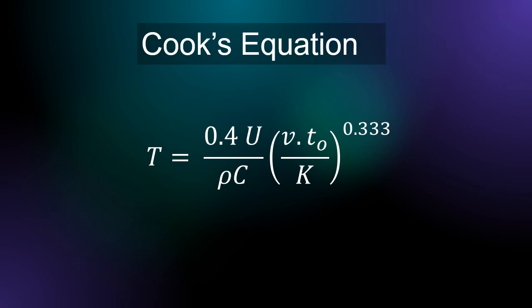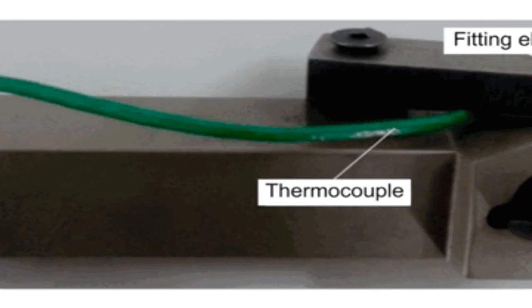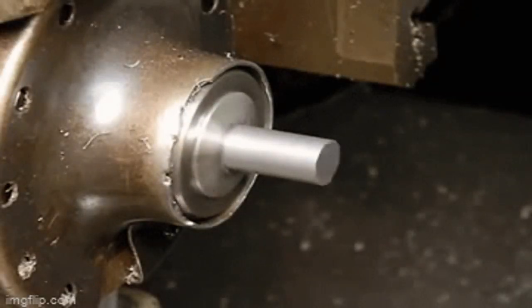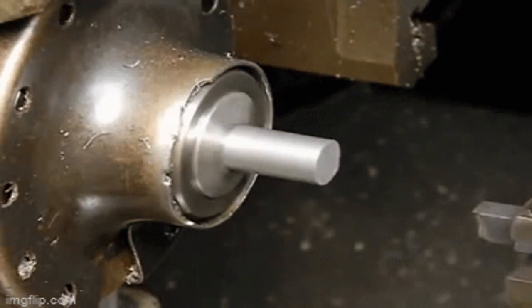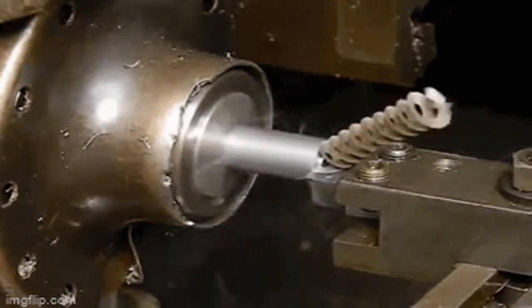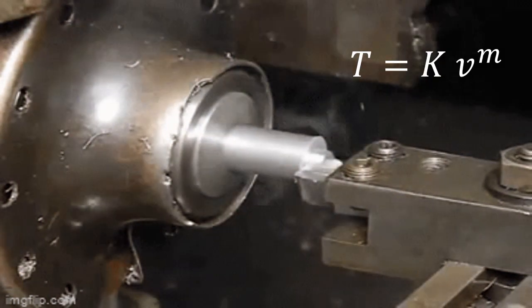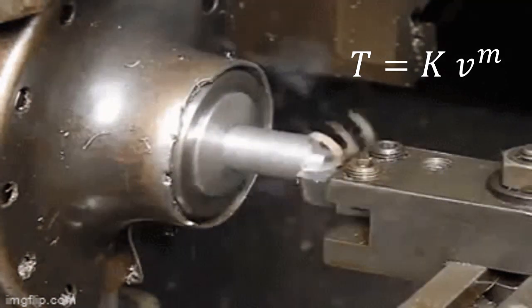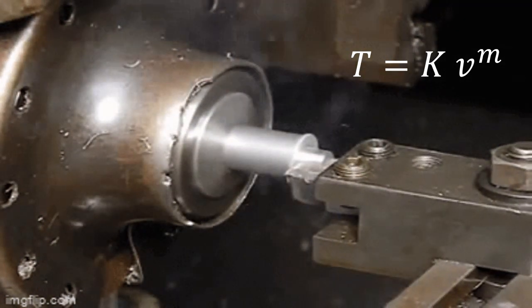Analytical methods were derived by Nathan Cook from dimensional analysis using experimental data of various work materials. The Cook equation finds the temperature rise at the tool-chip interface. Experimental methods can also be used to measure the temperature in machining. The Trigger equation determines the speed-temperature relationship in the form T equals K multiplied by V to the power m, where T is the measured tool-chip interface temperature and V is the cutting speed.